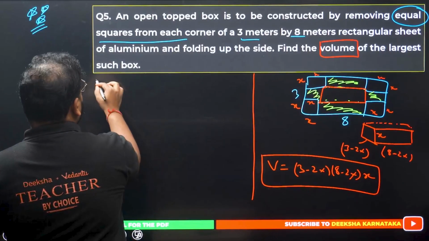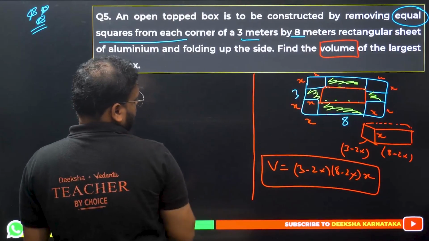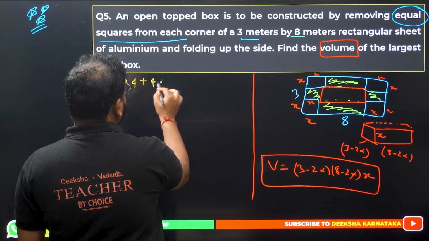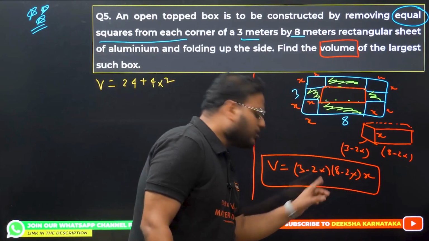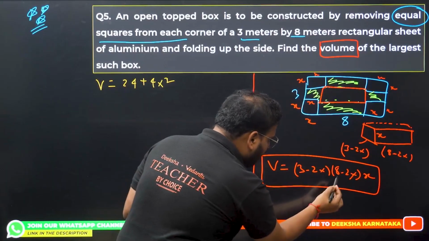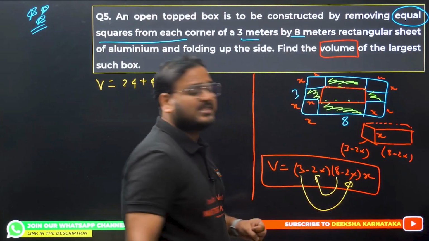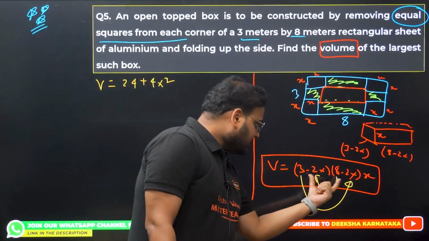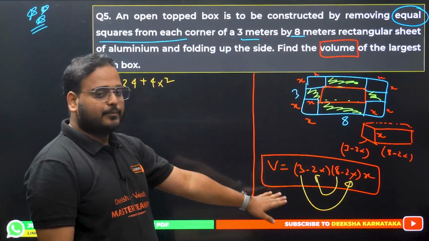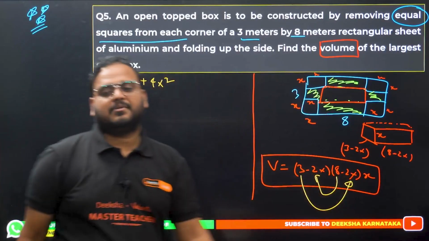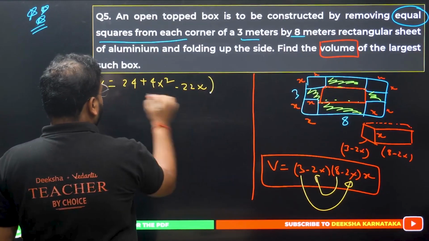Let's do that. I get V equals to, multiply this. I get 24 plus 4x square. 8 into 3 is 24, minus 2x into minus 2x is 4x square, and 8 into minus 2x is minus 16x, and 3 into minus 2x is minus 6x, my bad. Minus 16 and minus 6 become minus 22x. If you're not sure, pause the video and do your own calculation right now. This is clear? That's my brackets expansion.